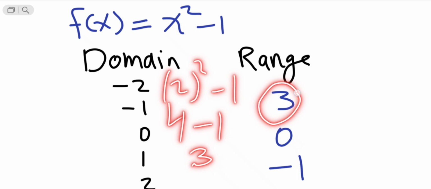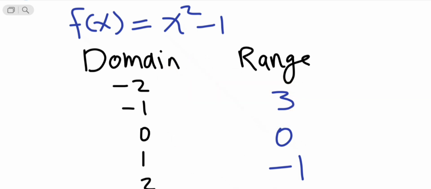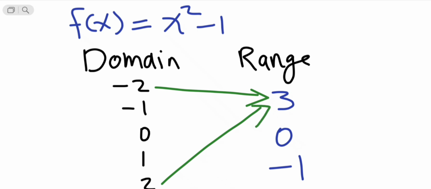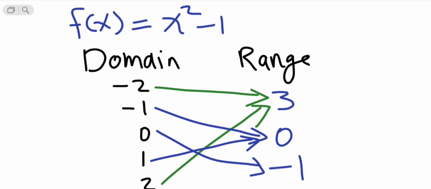We have it here. So let's see this function. If it is -2, the range is 3. We did already. If this is positive 2, also 3. Okay. If it is -1, answer is 0. If 1, answer is 0. Then 0 gives -1. Okay. So what we noticed here, we have more than one domain value having the same range.